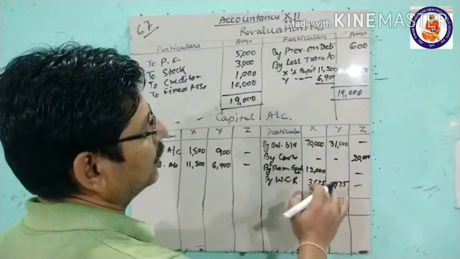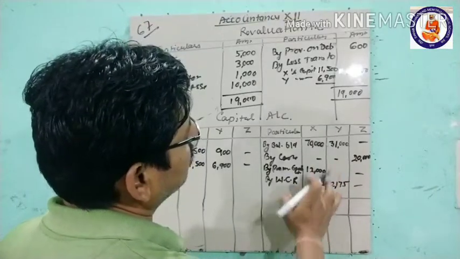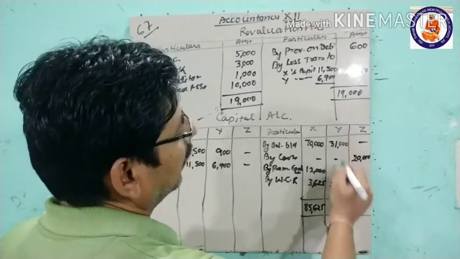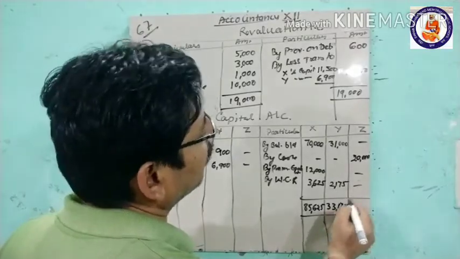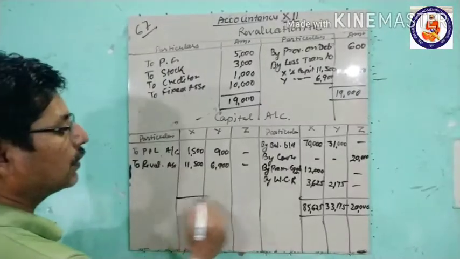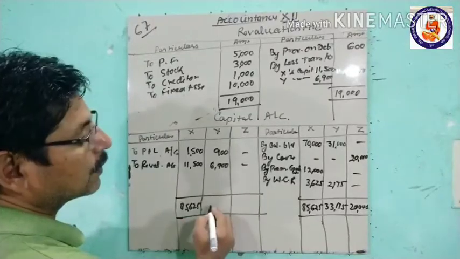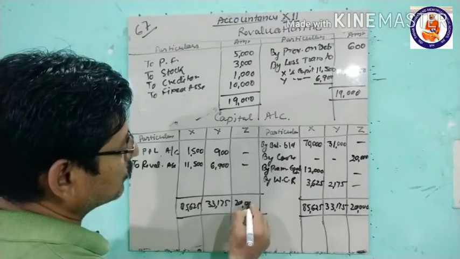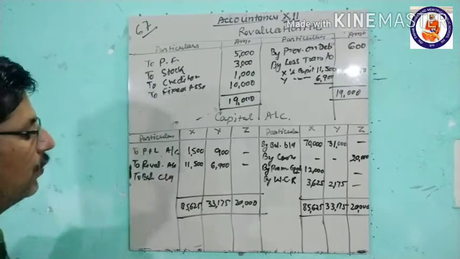First of all, this side, this is 85,625, and this is 33,175, and this is 20,000, and this is 85,625, 33,175, 20,000, and to balance carry down how much?